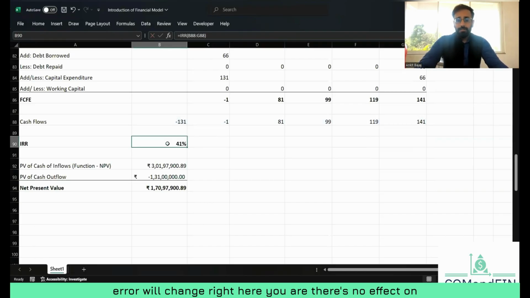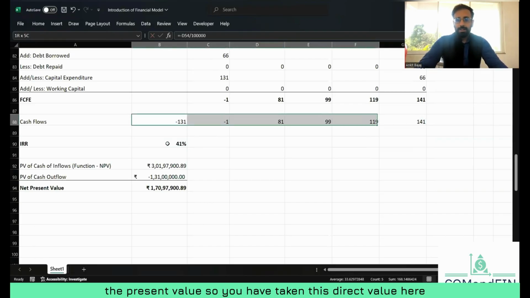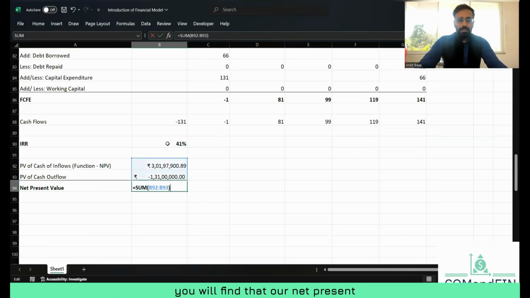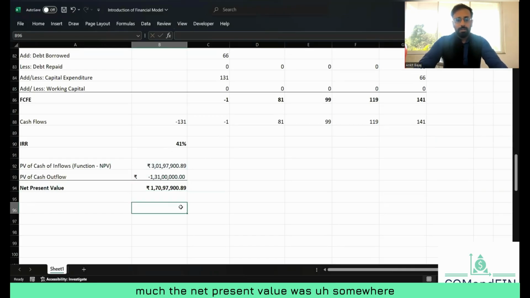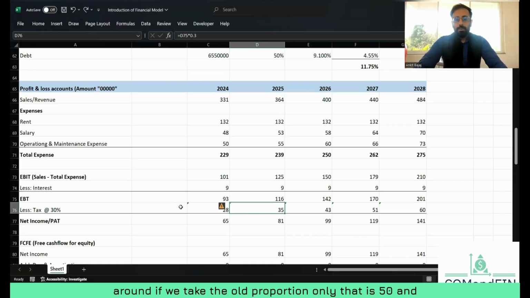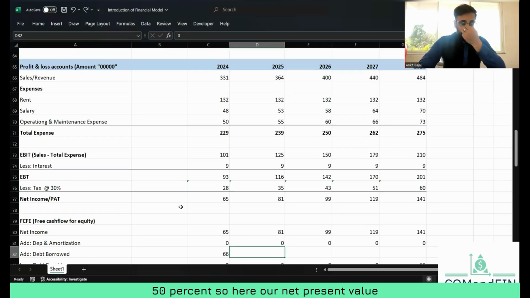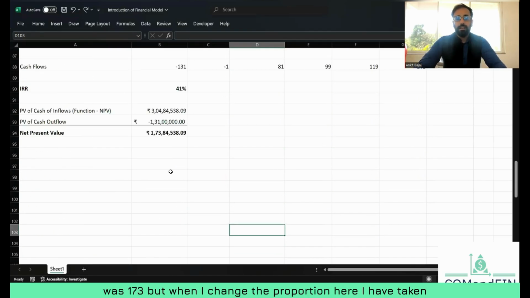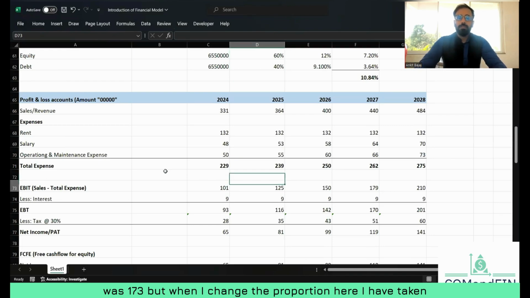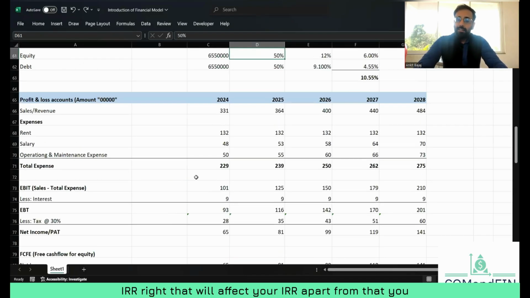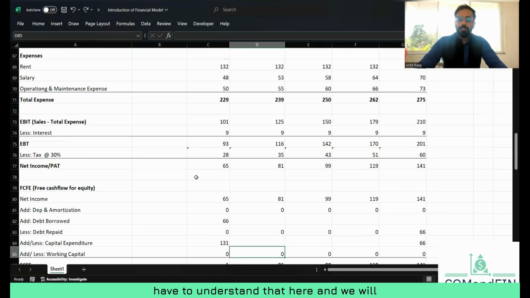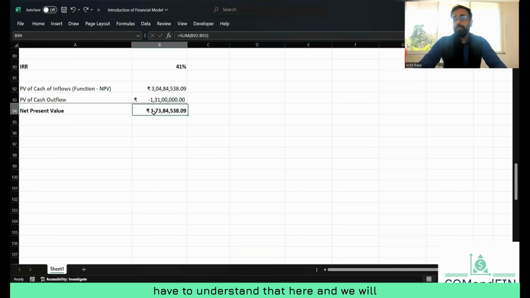Here there's no effect on IRR, because here we have not calculated the present values. We have taken this direct value. Here you will find that our net present value changed. Previously, with the old proportion of 50 and 50%, our net present value was 173 lakh. But when I changed the proportion to 60/40, this value got changed. So that plays a very crucial role. It will affect your IRR. Apart from that, you have to understand that your NPV will also get affected.